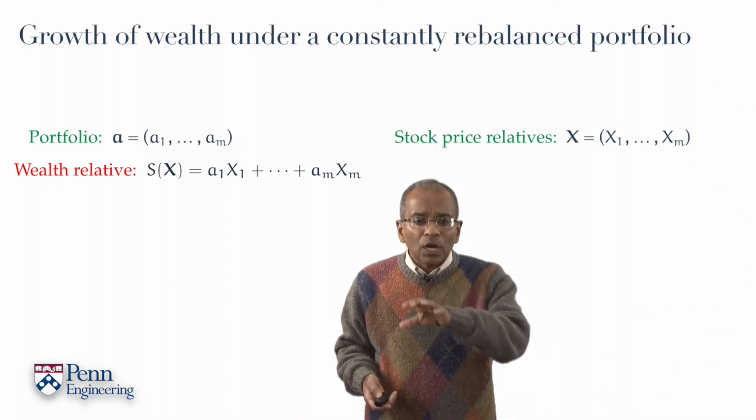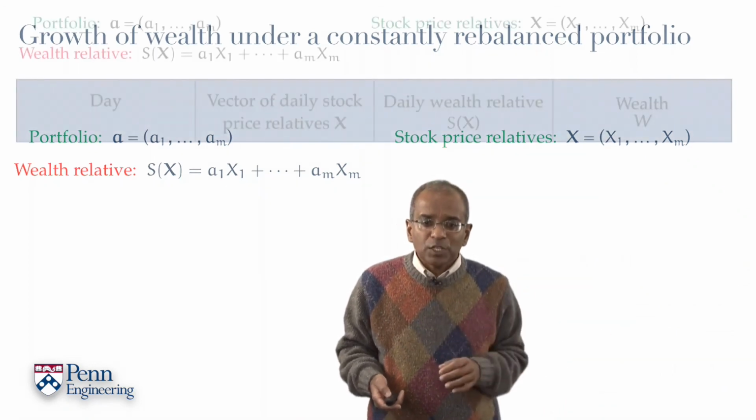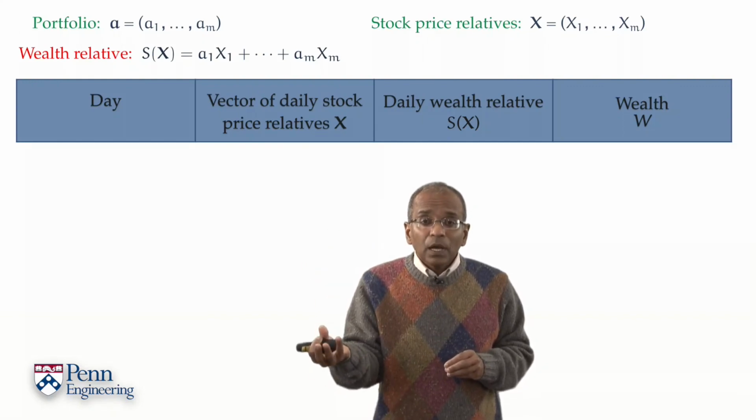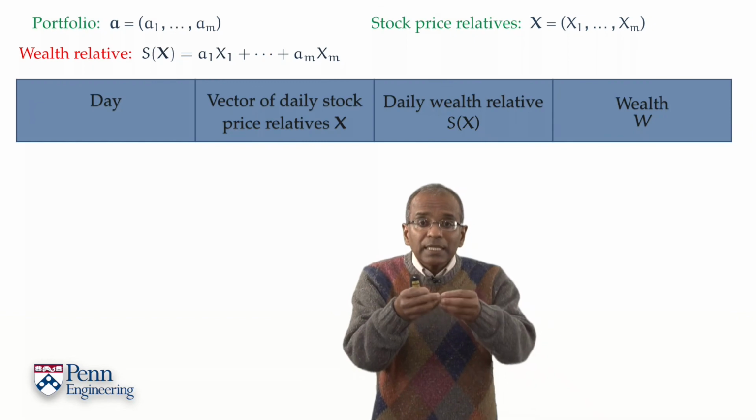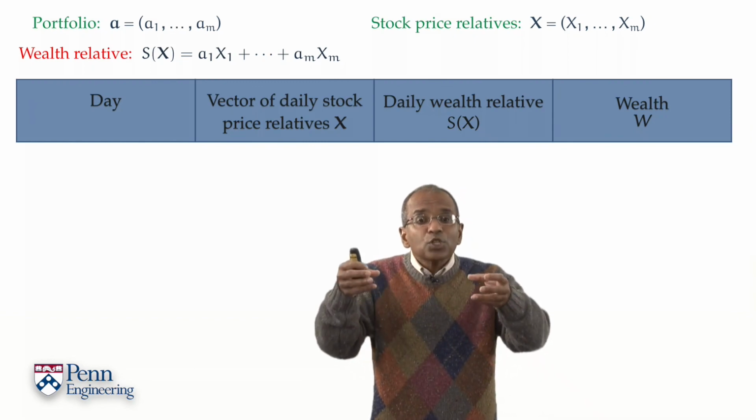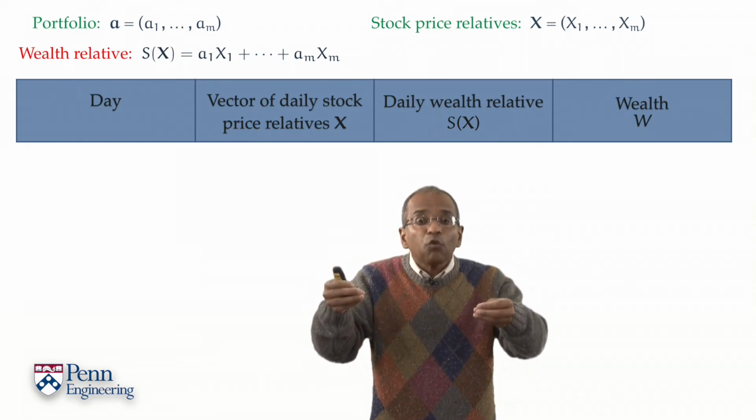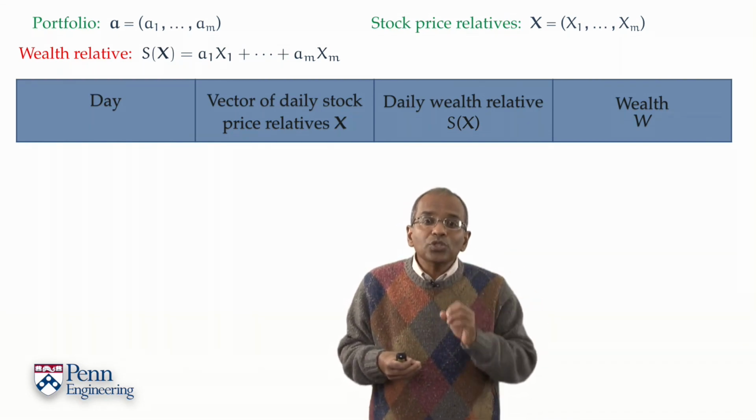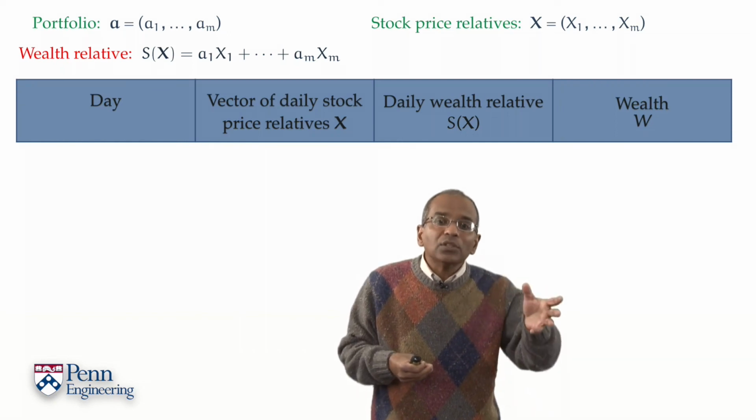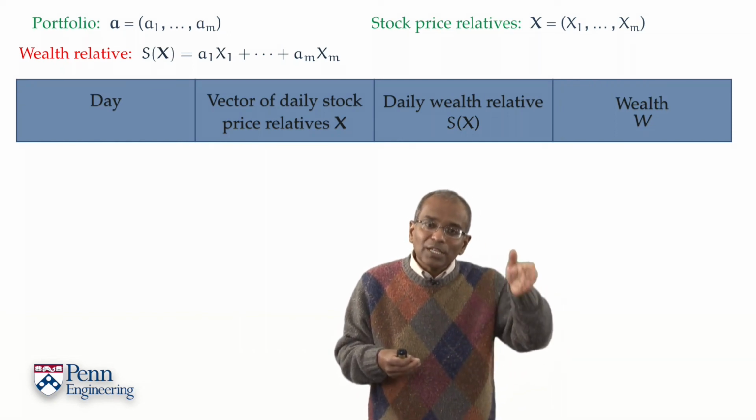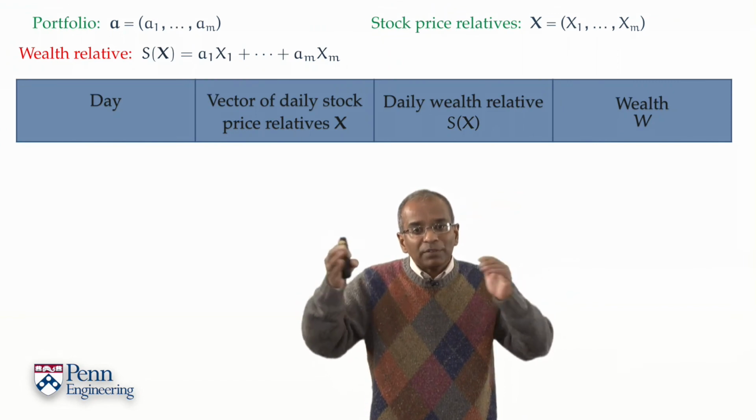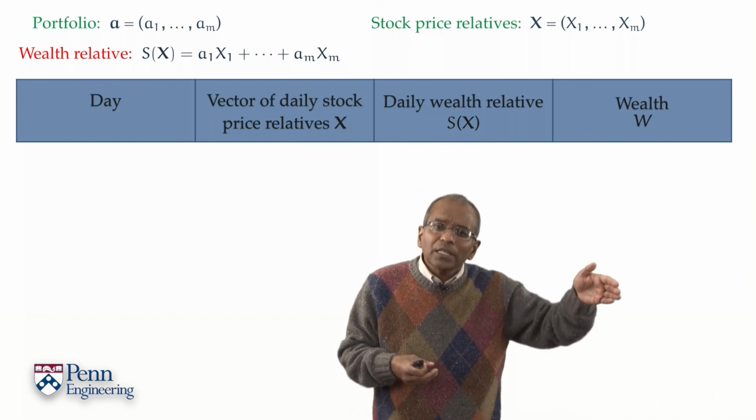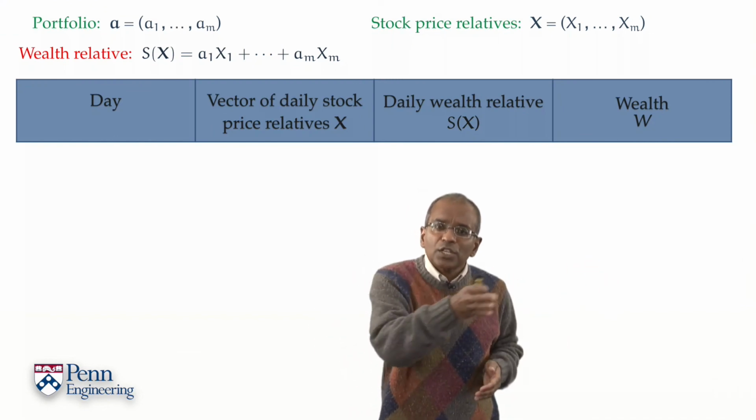Now let's see what happens when we have a succession of days of investment. So we're going to look at a day by number. For each day, we're going to look at the vector of stock price relatives X for that day. We're going to look at how much wealth grows, the daily wealth relative, that is, the wealth at the end of the day to the wealth at the end of the previous day, S of X. And then we're actually going to look at how the wealth is growing overall over the succession of days.